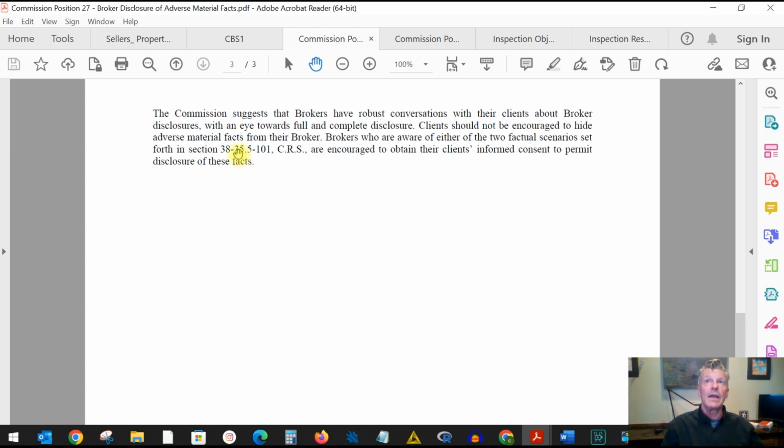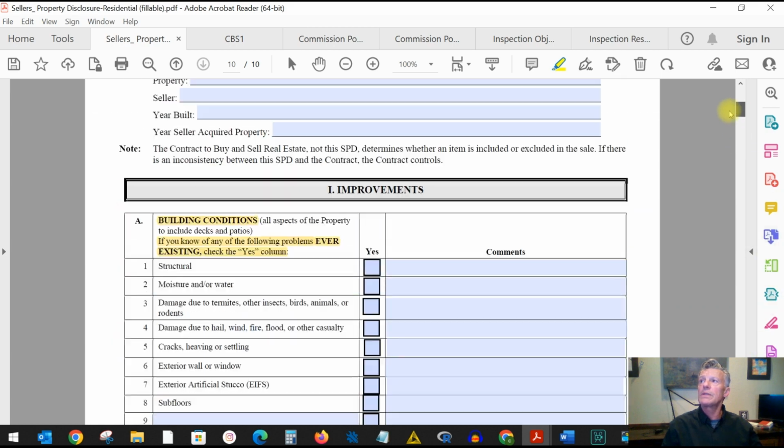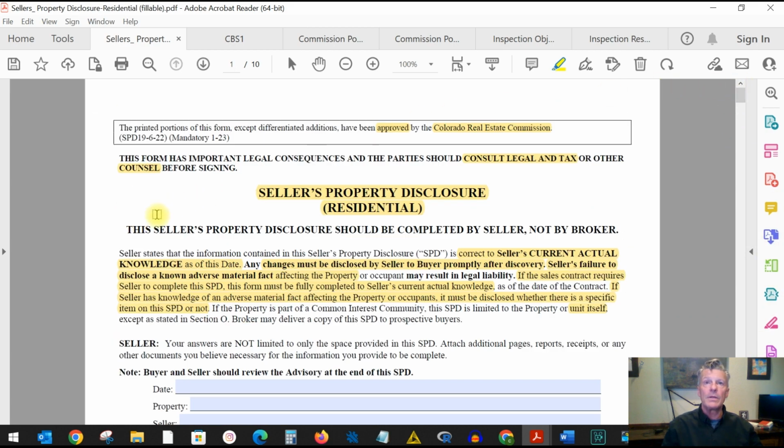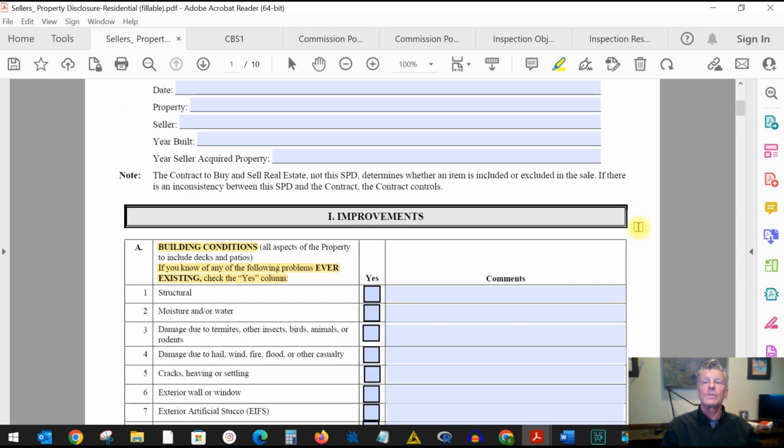So let's roll back now. We've touched on all that stuff and we're getting a really good grasp. Let's shoot through the seller's property disclosure. Let me roll up to the top. And we're going to do this as quickly as we can and wrap this up. Let's just run through this.